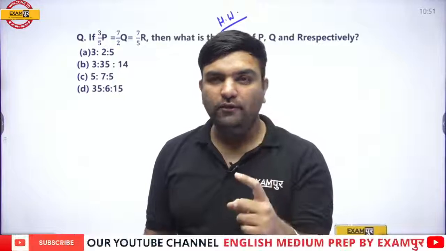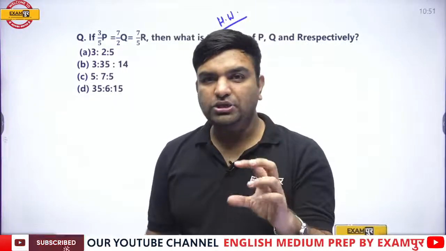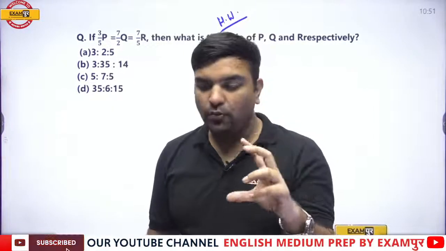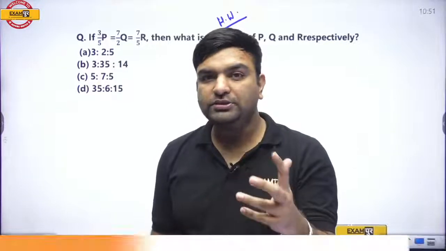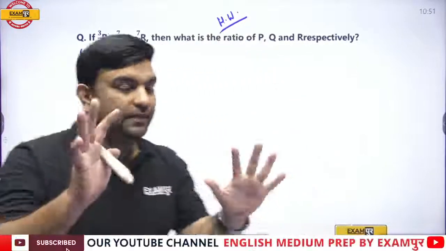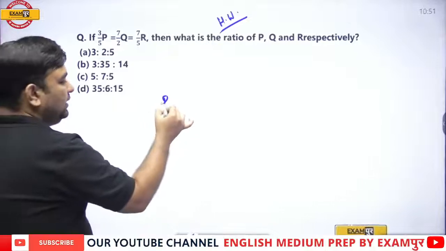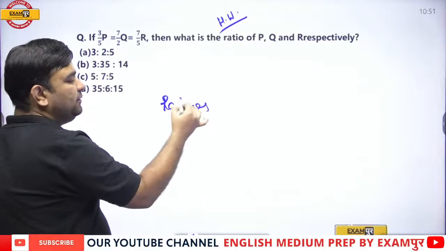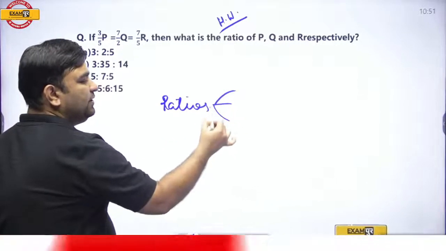From tomorrow onwards, we will begin with ratios type wise. Type wise means there are 3 to 4 types in the ratios. And I will take each and every one in a detailed manner.